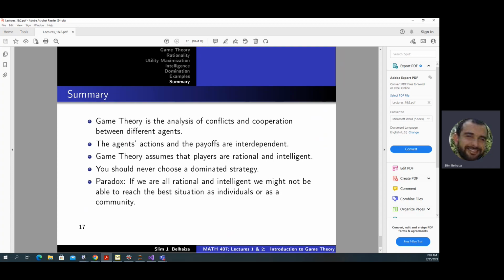Okay, so finally, some summary of what we were exposed to in this part of the lecture. We said that game theory is the analysis of conflicts and cooperation between different agents, where the agents' actions and payoffs are interdependent. Game theory assumes that there is rational intelligence, and we should never choose a dominated, by which I mean strictly dominated, strategy. And there is a kind of paradox we discovered. If we are all rational and intelligent, like in the prisoner's dilemma or the grade game, we might not be able to reach the best situation as individuals or as a community.